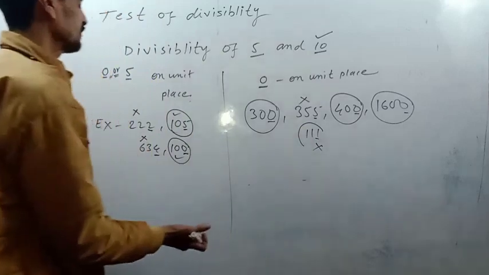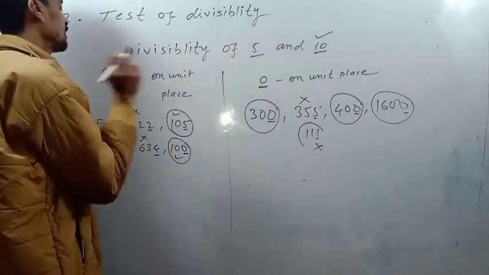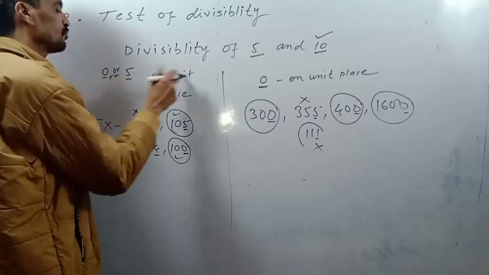So here we can state the divisibility of 5 like this: if there is a 0 or 5 on its unit place, then that number is divisible by 5. If there is only a 0 on the unit place, then the number is divisible by 10.